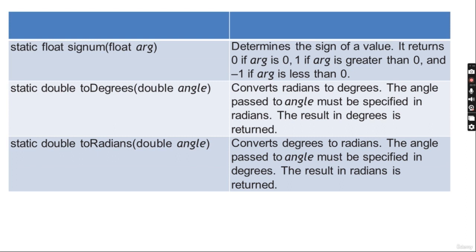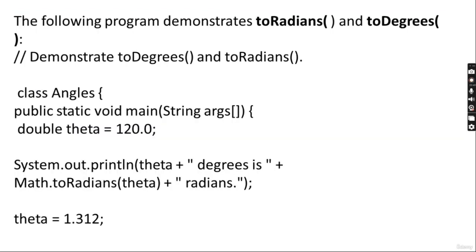Then static double toDegrees(double angle) converts radians to degrees. The angle passed to angle must be specified in radians. So whatever you are passing in the brackets must be in radians, and the result is returned in degrees in double format. Static double toRadians(double angle): here you should pass degrees, the angle must be specified in degrees, and radians will be returned.